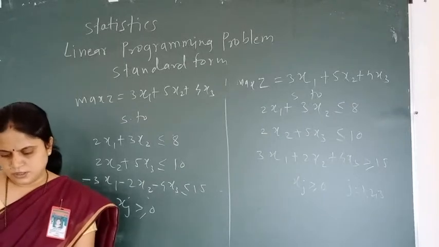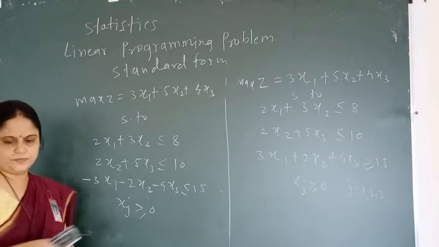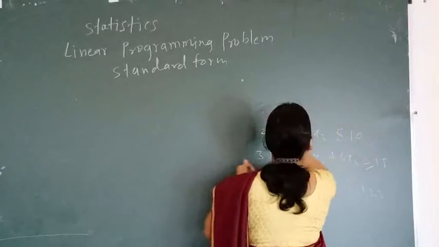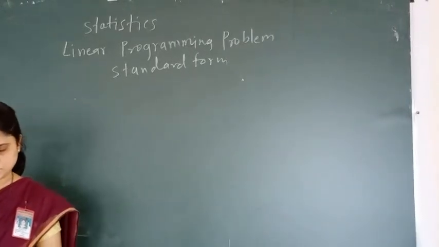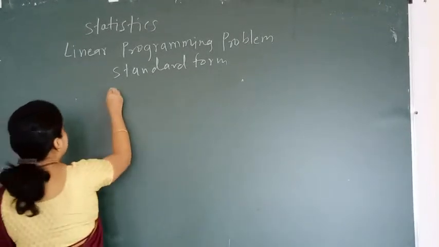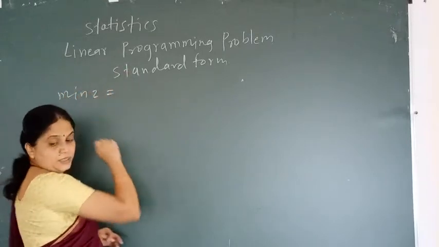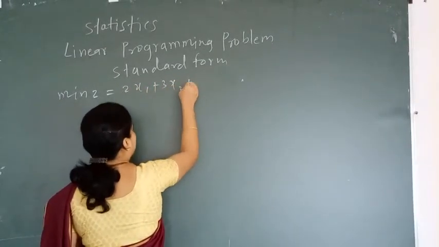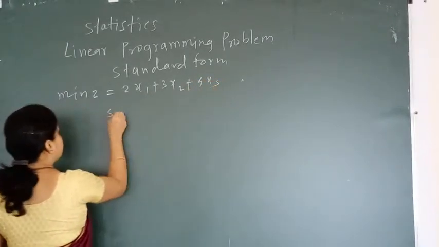I may have one more problem of this type. Suppose one more problem, we convert it to both the forms, that is canonical form as well as standard form. So I have the problem as: minimize z is equal to 2x1 plus 3x2 plus 4x3. This is subject to constraints.